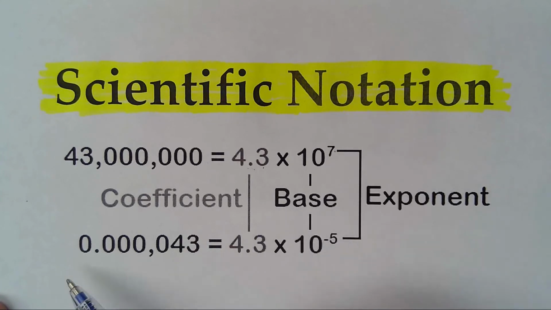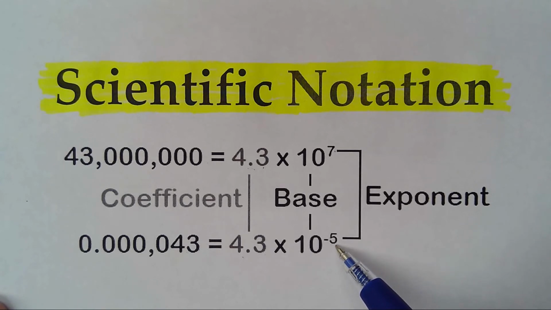In the other case, I have 0.000043. So to put the decimal point here between the 4 and the 3, right? I have to count from here to where I'm going. 1, 2, 3, 4, 5. 4.3 times 10 to the negative 5.